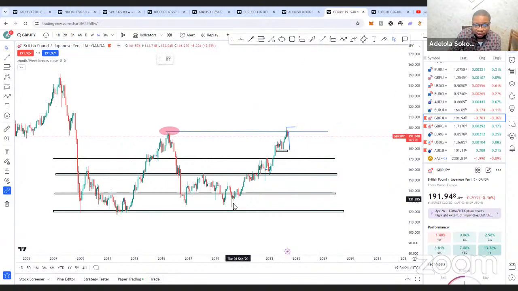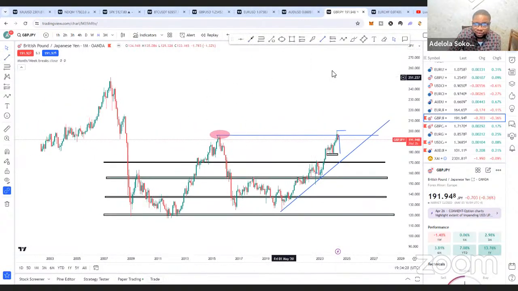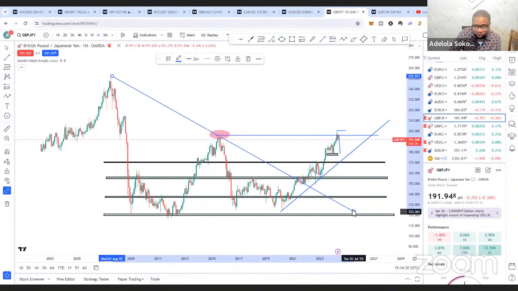We having GJ doing this, but overall on the monthly time frame, GJ is actually what? On the monthly time frame, if you look at it from August 2007, it's been bearish, but then we bottomed out in January 2012, where my cursor is, and ever since, we've been going to the upside.